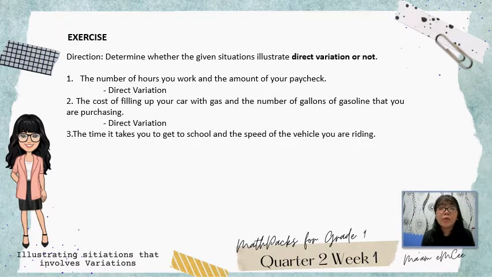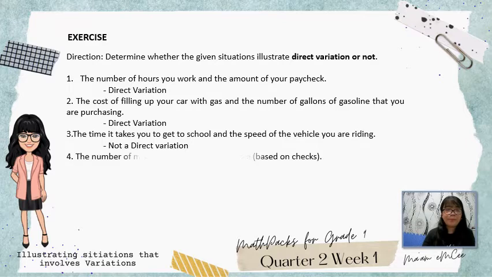It does not illustrate direct variation, because as your time decreases, the speed increases. Or likewise, as the time increases, the speed decreases. They are opposite. So therefore, this is not direct variation. So this is one of those examples of situations wherein it does not illustrate direct variation.